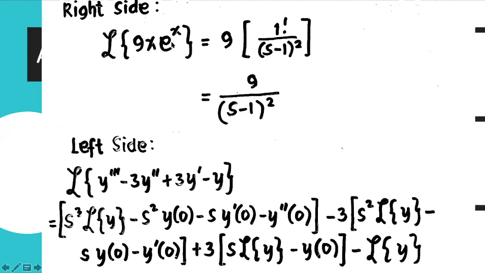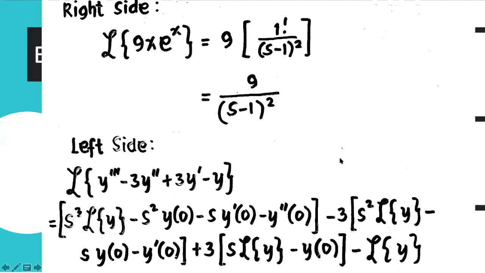Isn't it what we use in the examples is t? So just think of it as t. So 9t e raised to t. Copy the constant. This is what? First shifting, right? So 1 factorial over s minus 1 raised to 2. It's n plus 1. In the shifting property, you look at the exponential function. So 9 times 1 factorial is 9 over s minus 1 squared. This is now the value of the right-hand side of our equation. So just keep this on standby. Okay, you'll equate it later.